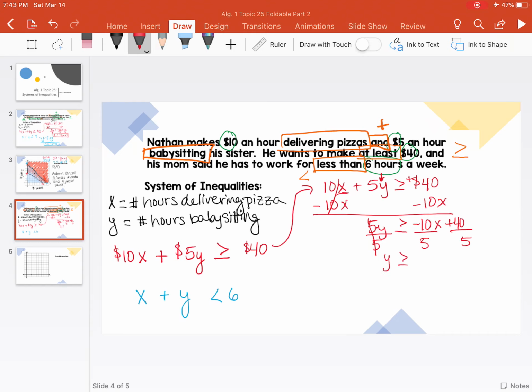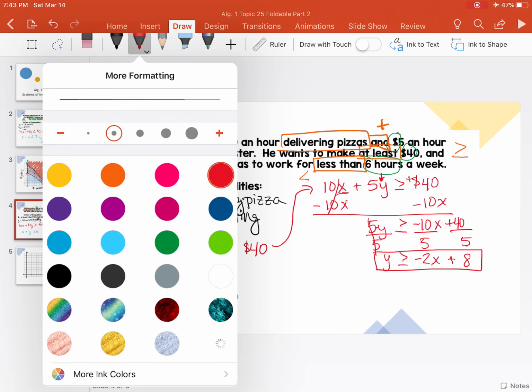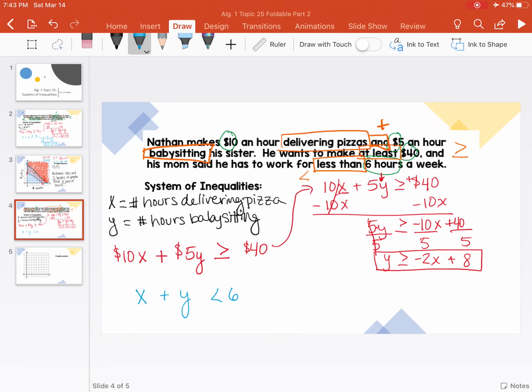So y is greater than or equal to negative 10 divided by 5 gives us negative 2x, and 40 divided by 5 gets us positive 8. So our first inequality here is y is greater than or equal to negative 2x plus 8.